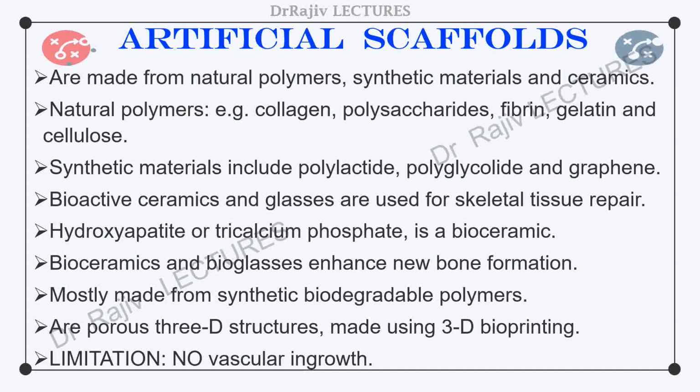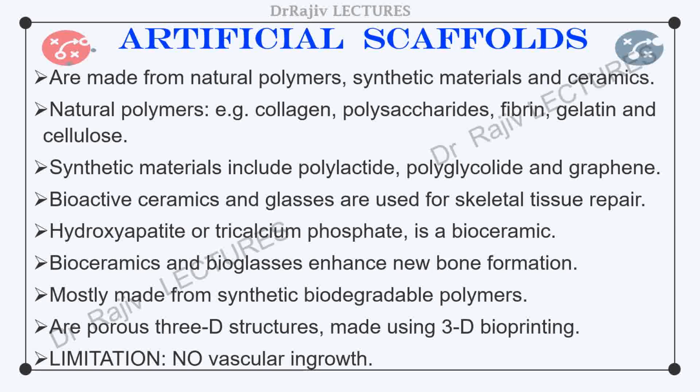Scientists are continually developing new materials to create artificial scaffolds. These scaffolds also should be biocompatible, biodegradable, and bioreabsorbable. Artificial scaffolds are made from both natural and synthetic materials. Typically, three different groups of biomaterials are used in the fabrication of artificial scaffolds for tissue engineering. These are natural polymers, synthetic materials, and ceramics.